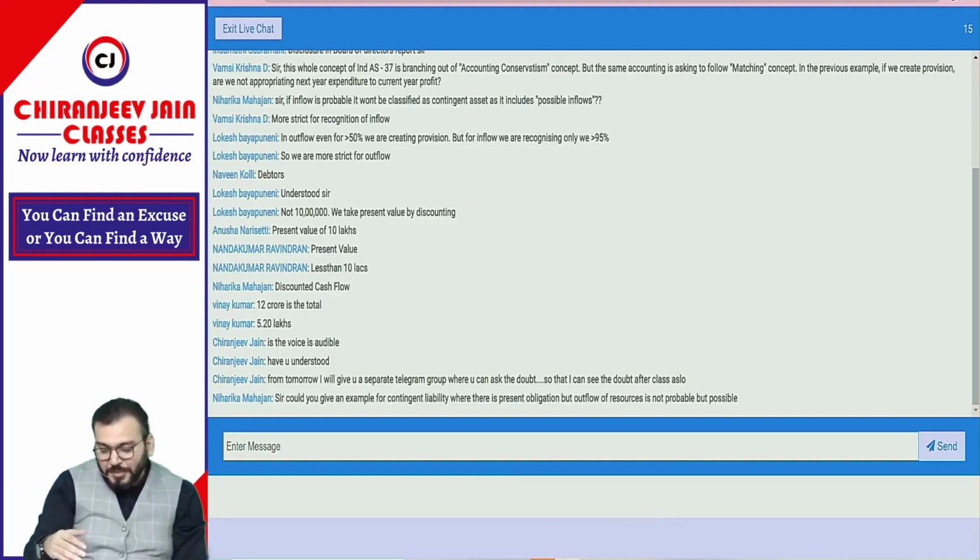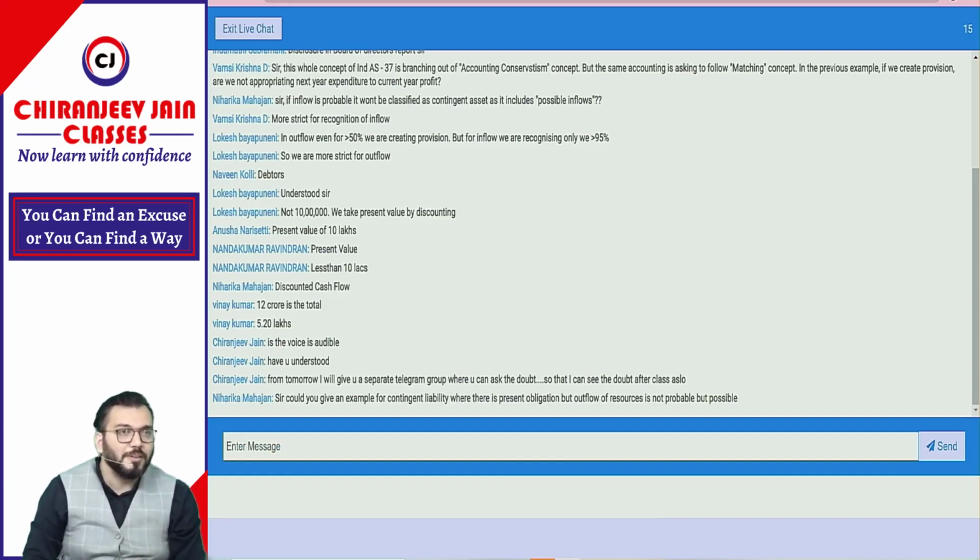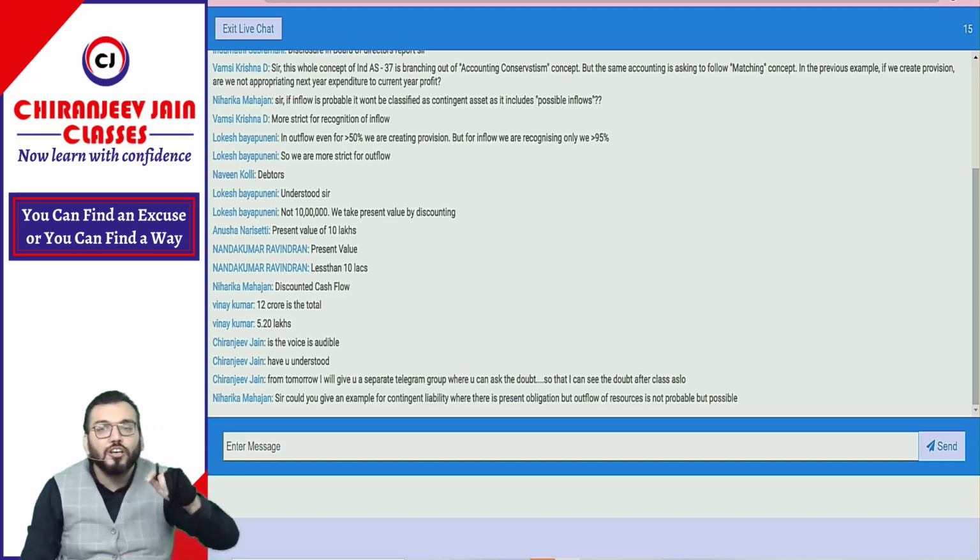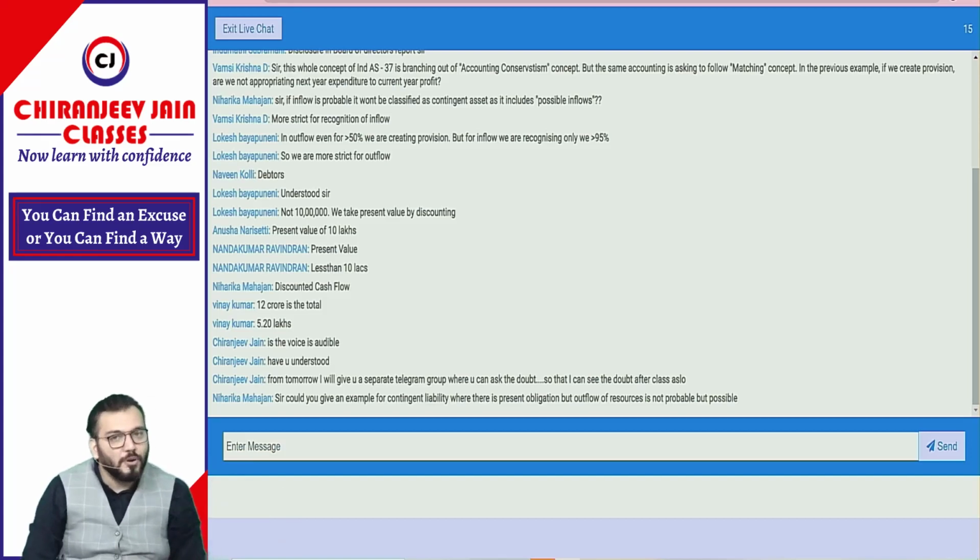Yes, sir. One doubt has been asked from the batch: sir, could you give an example for contingent liability where there is a present obligation but outflow of resource is not probable? I have already given examples: the aeroplane example, the overhauling expenditure example, then the factory example, and today also I have given the staff training example. In those cases outflow of resource is not probable, but there was a present obligation arising from a past event. Therefore we may disclose it as a contingent liability. Understood? Doubt over?